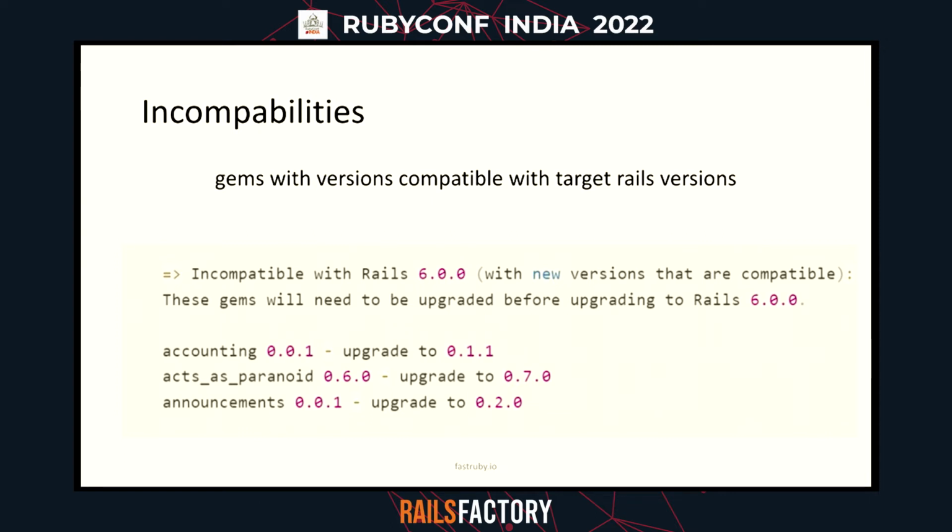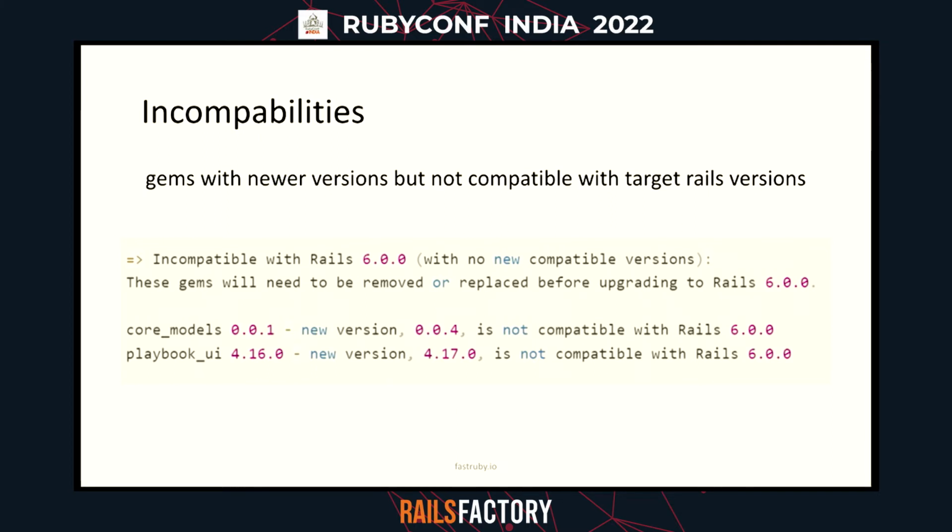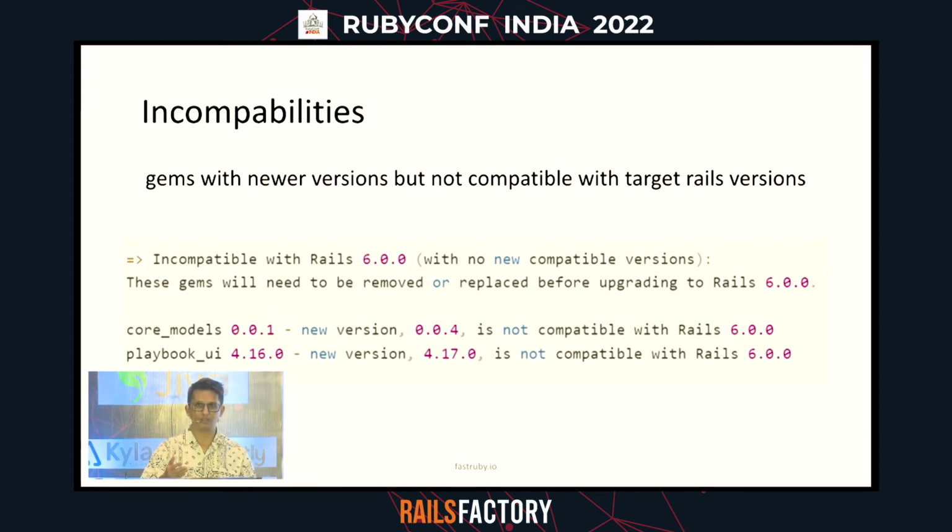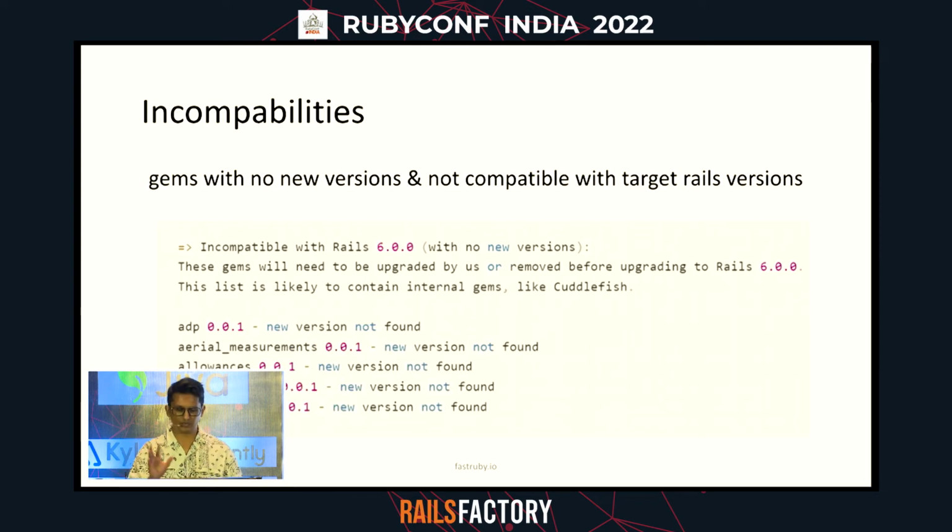The next set of output it gives is gems which have newer versions, but those newer versions are also not compatible with your target Rails version, right? So look at core model 0.0.1. It says it has a newer version called 0.0.4, but still not compatible with Rails 6.0. So you need to figure out a strategy for them, and we'll look at it.